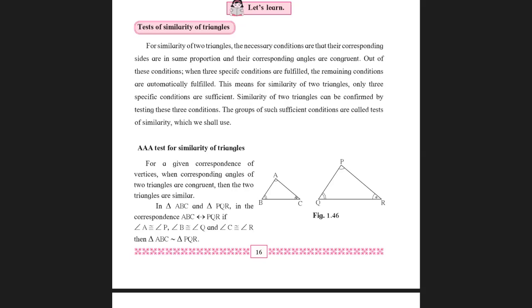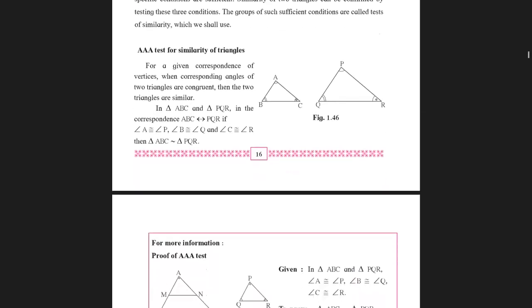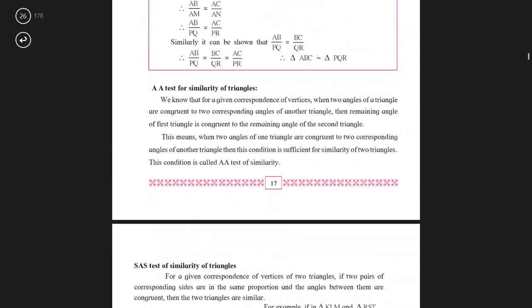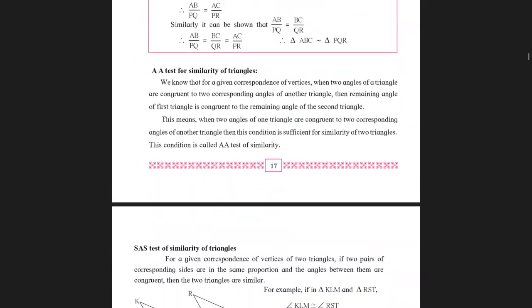Why? What is the reason for it? Because we know that the sum of all angles of a triangle is 180 degrees. So if you have two angles similar to the corresponding two angles of another triangle, the third angle automatically becomes congruent, right? So instead of all three angles being congruent, you can also have AA test. That means any two angles of one triangle are congruent to corresponding two angles of the other triangle. Then you can call the two triangles to be similar. Okay, so that's the first test, AA test.